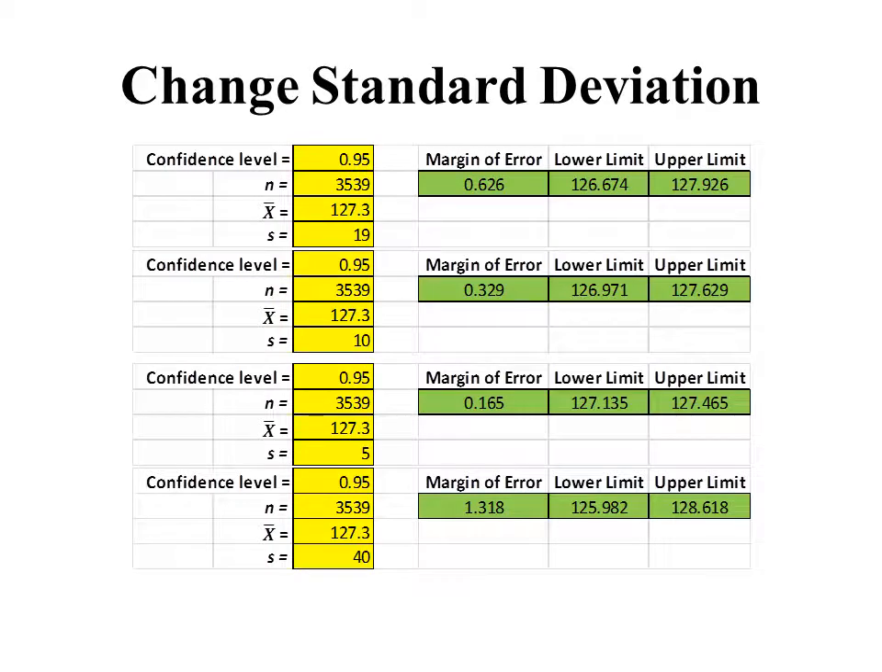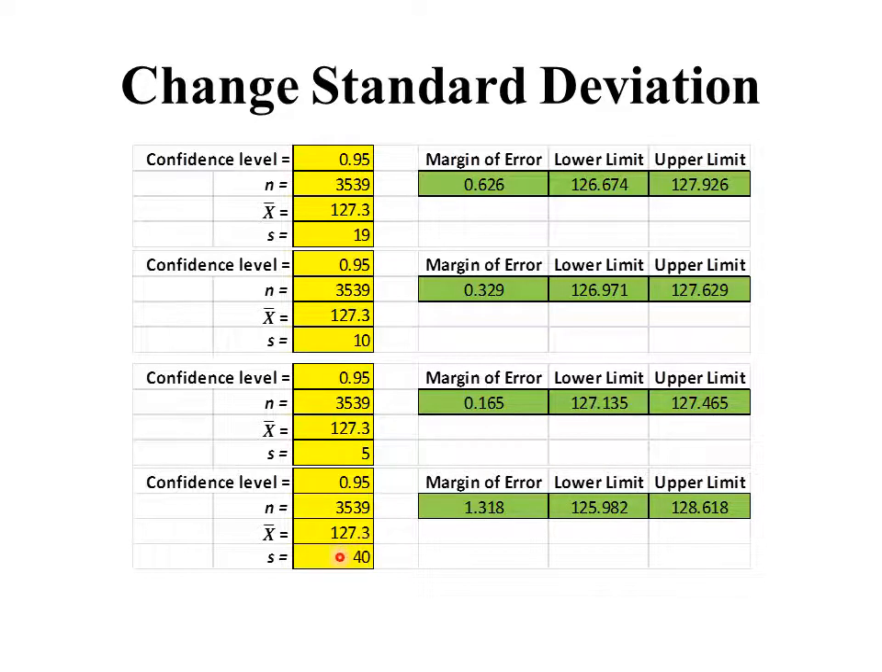Okay. Well, let's look at changing now, for instance, the standard deviation of the sample and look at how that affects the margin of error. So here's our original calculations where we had a standard deviation of 19 and a margin of error of 0.6. Now in our next calculations, let's decrease the standard deviation to 10 and look at what that does to the margin of error. That decreases it down to 0.3. So smaller standard deviation gives us a smaller margin of error. Let's decrease the standard deviation even more, down to 5, and that gives us a smaller margin of error still.